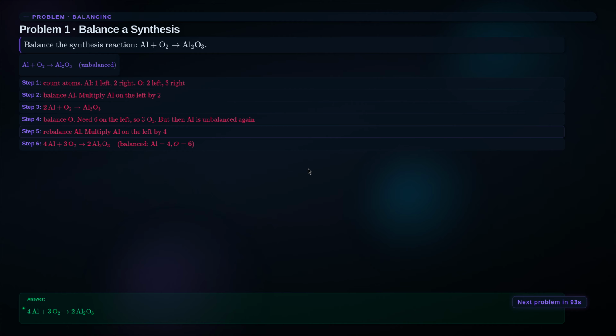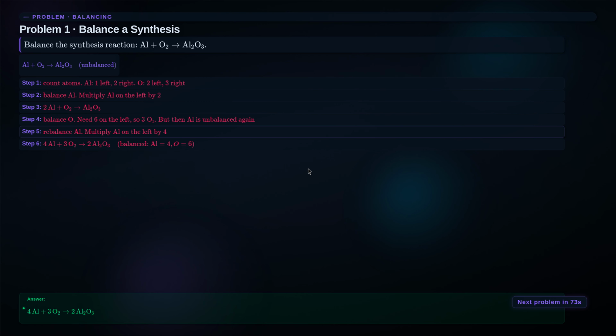Step 2. Balance aluminum by placing a 2 in front of Al. Now we have 2 Al atoms on the left. Step 3. Balance oxygen by placing a 3/2 in front of O2. That gives 3 O atoms on each side. Step 4. Multiply everything by 2 to clear the fraction.